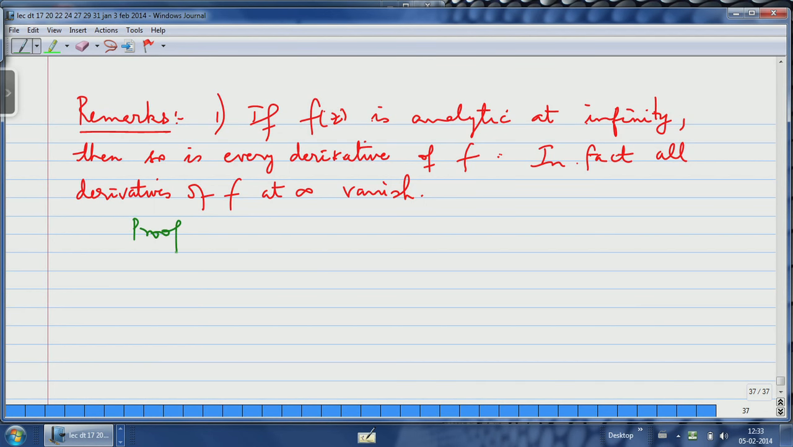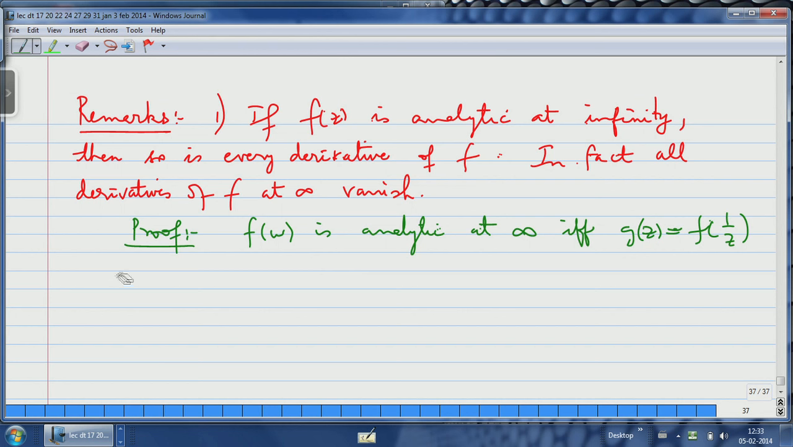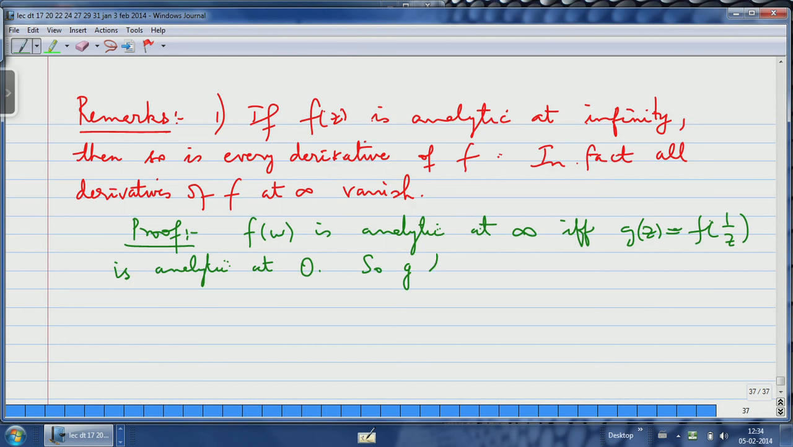So the proof: I will change z to w. f of w is analytic at infinity if and only if g of z, which is equal to f of 1 by z, is analytic at 0. And the point is that g of z is analytic at 0, so g is given by a Taylor expansion. g has a Taylor expansion at the origin, which is otherwise called the Maclaurin expansion.